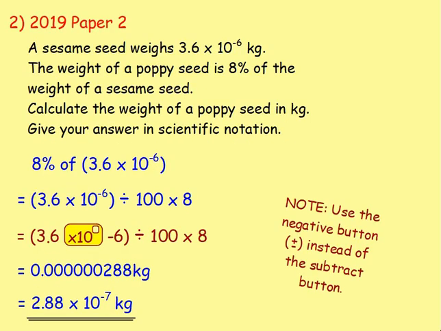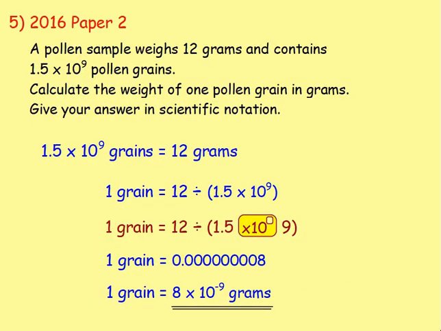Also this one here with the poppy seed and the sesame seed, that's one people ask about an awful lot. How do you do that one? And also this one. This is one with the pollen sample. That one is one of the ones that people ask about at study supports an awful lot. It seems to throw people. That's how it's done. If you want the explanation, look back to the past paper exam questions lesson.